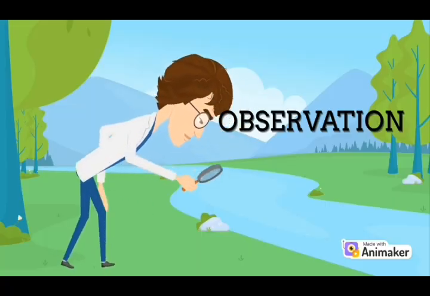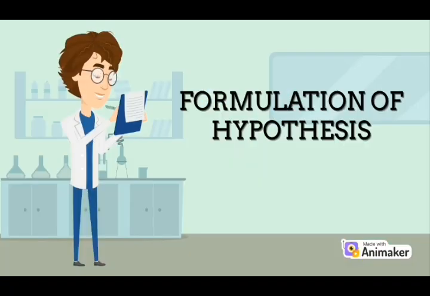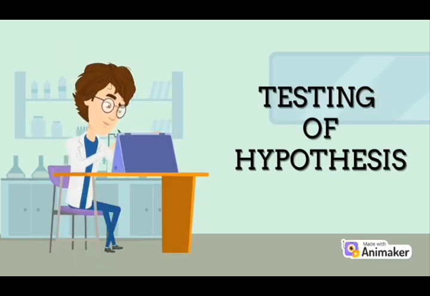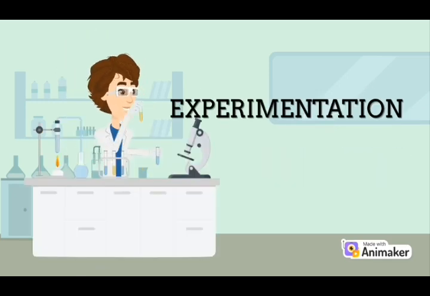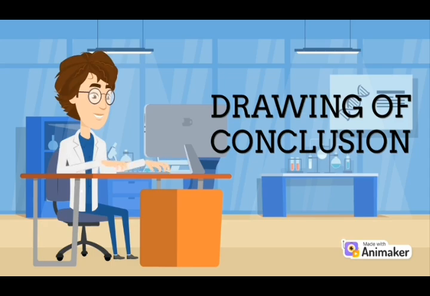use of scientific method. Scientific method consists of 5 important steps, namely observation, formulation of hypothesis, testing of hypothesis, experimentation, and drawing of conclusion.